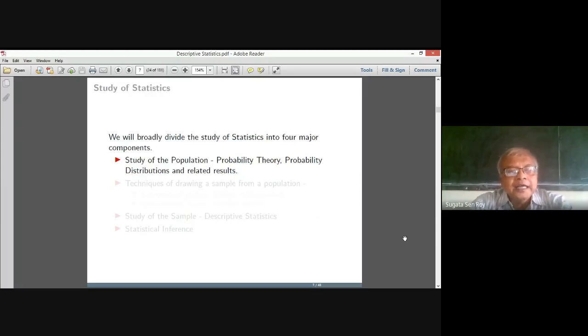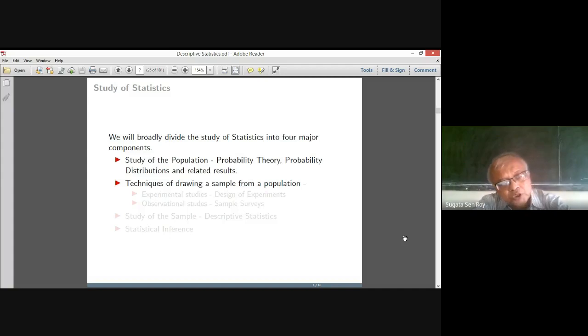Now, I'll put it this way, the study of statistics can be divided into 4 major components. One is the study of the population. You have probability theory, probability distributions, related results. Some of this you'll probably be doing in the next class, a little bit, not the mathematical part of it, but some ideas of this. So that is the study of the population. What are the characteristics of the population? How do I actually do it? That requires a lot of mathematics, studying the population as such.